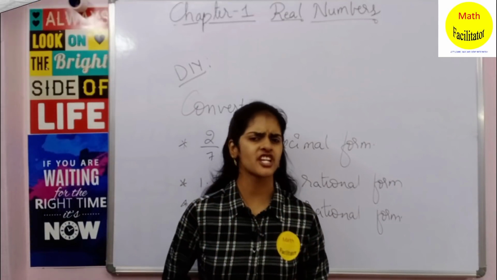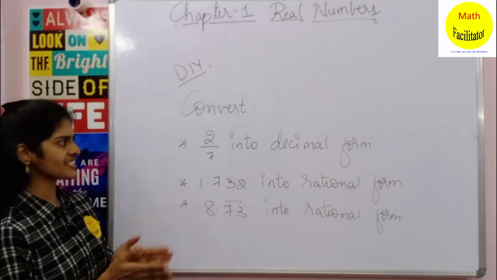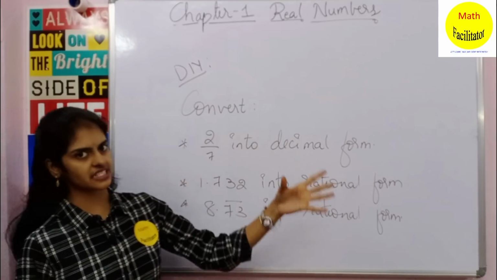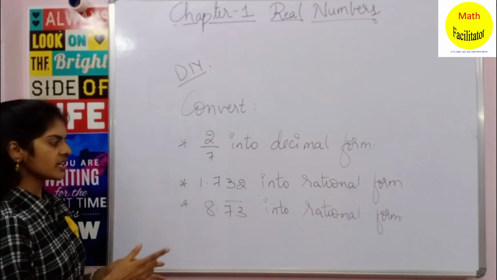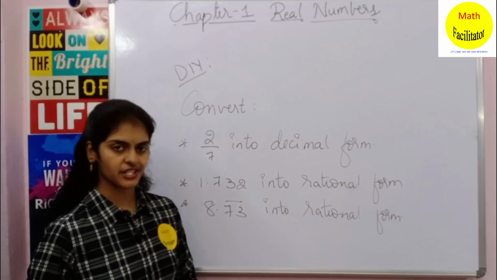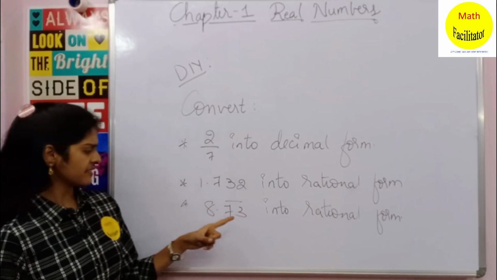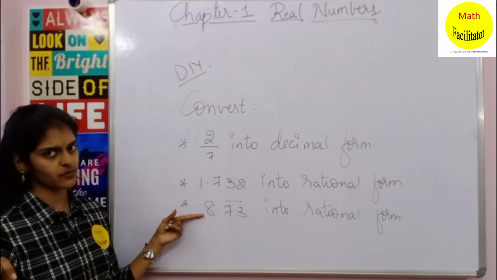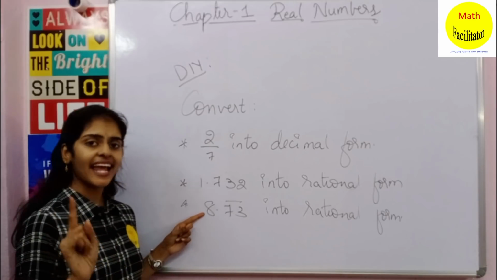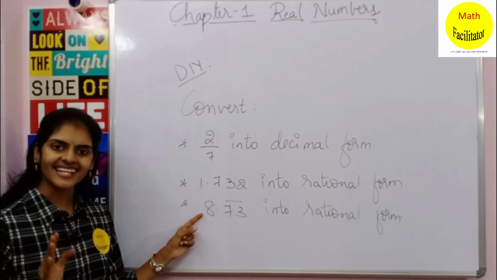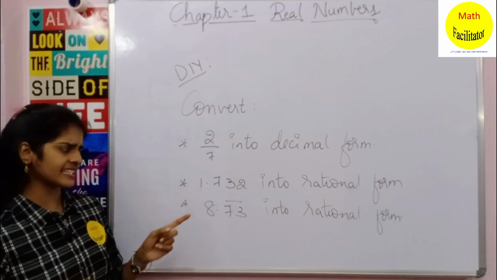It's your time to check your understanding with Do It Yourself. Convert 2 by 7 into decimal form. This is a rational number, and you have to convert it into decimal form. Also convert 1.732 into rational form, and convert 8.73 bar into rational form. This I have not discussed in this video, but you have learnt it in your 8th class, and if you have any doubts you can refer to the class 8 chapter 1 video. I have explained it clearly there.